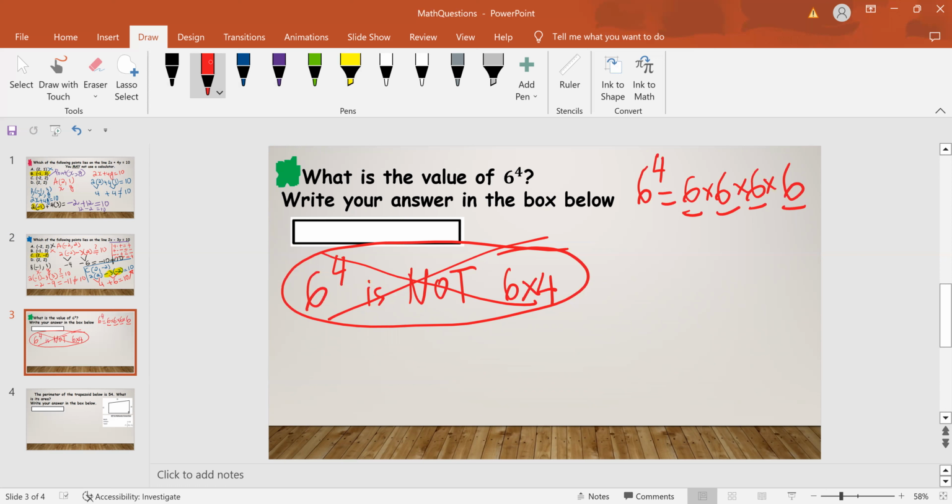Now, with your calculator, if we do 6 multiplied by 6 multiplied by 6 multiplied by 6, the answer is 1,296.